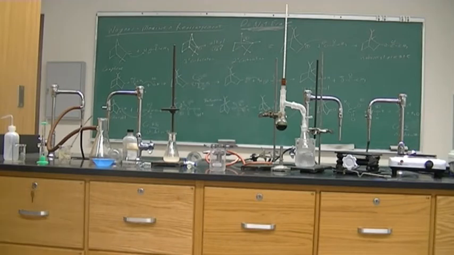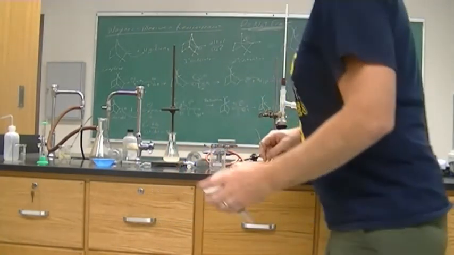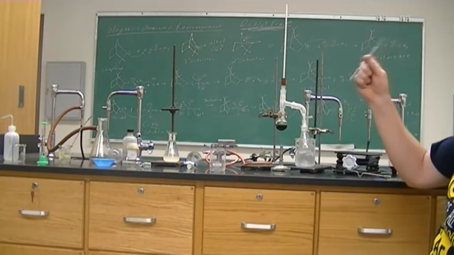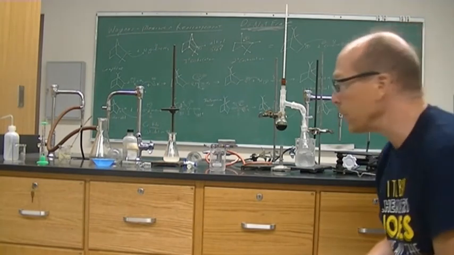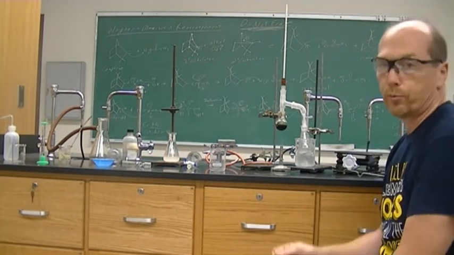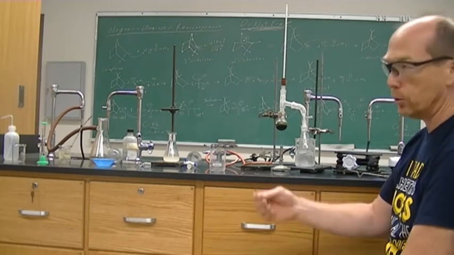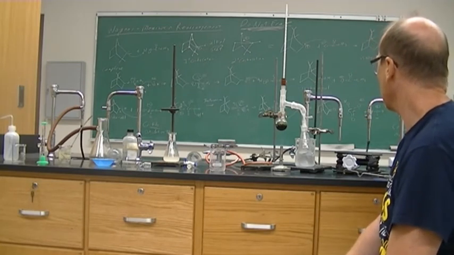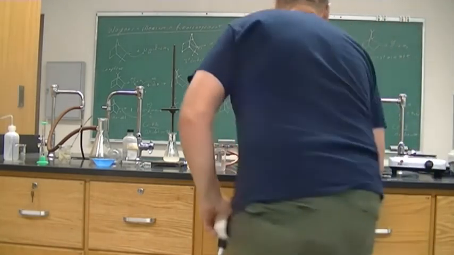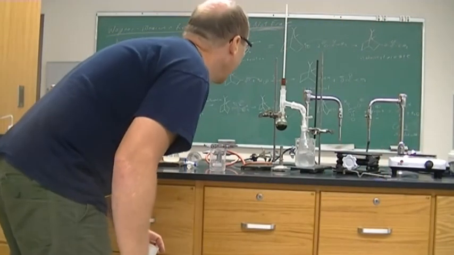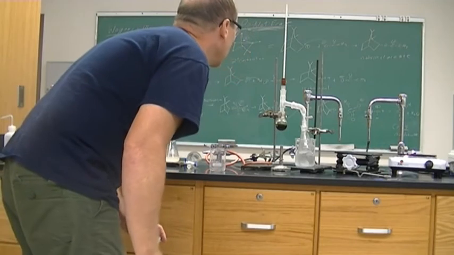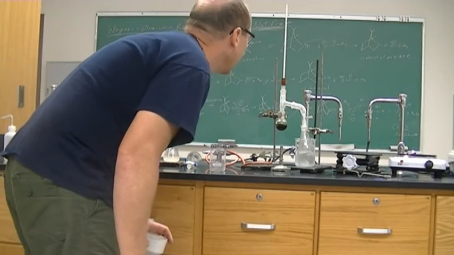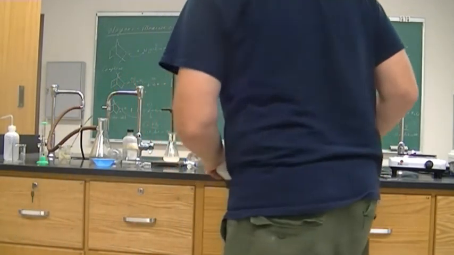All right, so this experiment, you're going to have three theoretical yields, reaction one, two, and three. You're going to have three actual yields for one, two, and three. You'll have three percent yields for one, two, and three. All right, collecting at, it's about 104 right now.